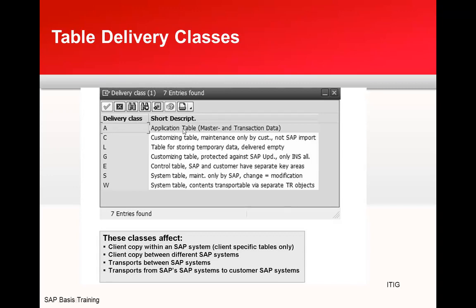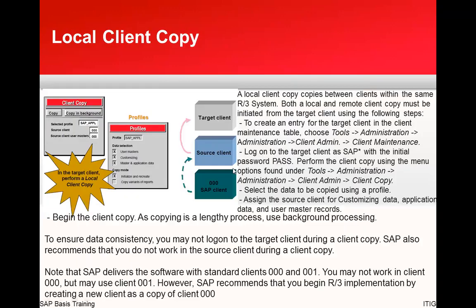You have class A for application data, class C is a customizing table, maintenance only by customer, not SAP import. Class L is for storing temporary data. Class G is a customizing table. Okay, so basically these are the different delivery classes. Now let's get into the examples.